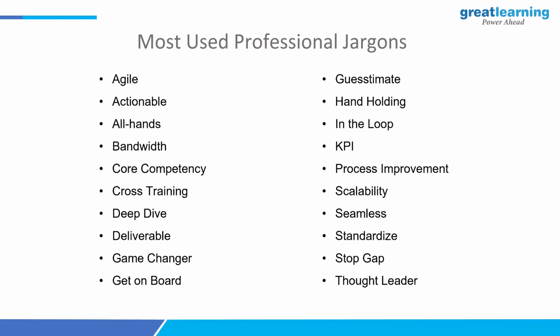Standardize. Standardization is the process by which a company makes its methods, especially its production processes, uniform throughout its organization. Stopgap. A stopgap is a temporary measure or short-term fix that is used until something better can be obtained. And the last one, thought leader. A thought leader is a person who offers guidance and insight to those around them. In other words, a thought leader has a positive reputation of helping others with their knowledge and insight.